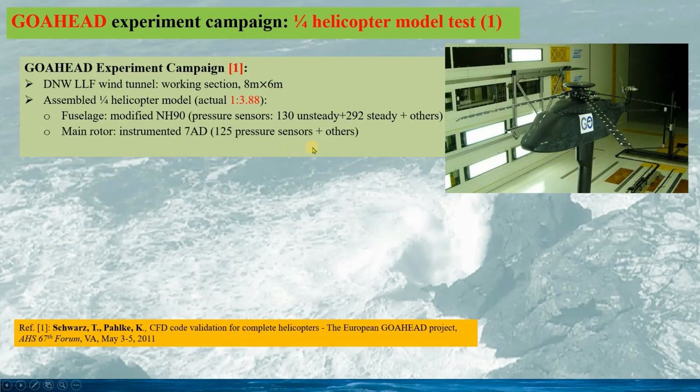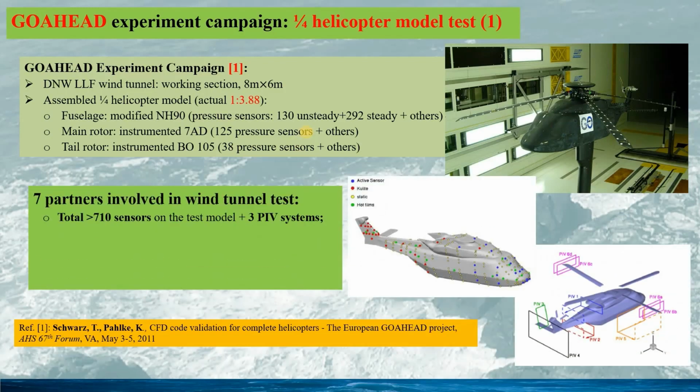Four instrumented 7AD blades for the main rotor with 122 pressure sensors plus other measurement sensors. Two instrumented BO-105 blades for the tail rotor with 38 pressure sensors and other measurement sensors. In the experiment campaign, seven partners were involved in the wind tunnel test. The main reason is that it would be very difficult for one partner to provide so many sensors and different data acquisition systems. In total, there are more than 710 sensors on the test model, plus 3 PIV systems.